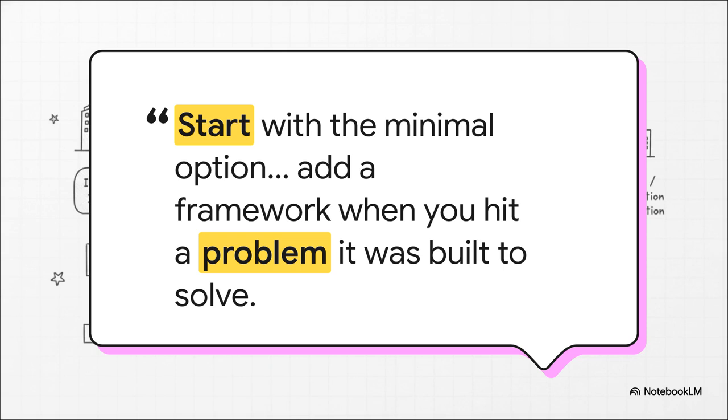And that leads us to the absolute golden rule of LLM architecture. Start with the minimal option and add a framework when you hit a problem it was built to solve. Never ever pay the maintenance overhead for a future problem that hasn't arrived yet. Got a retrieval problem? Add LlamaIndex. Got a crazy state management problem? Add LangGraph. Just don't add either before you actually feel the pain they were designed to fix.